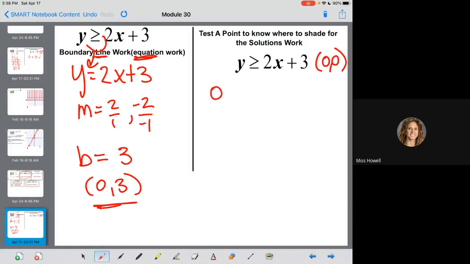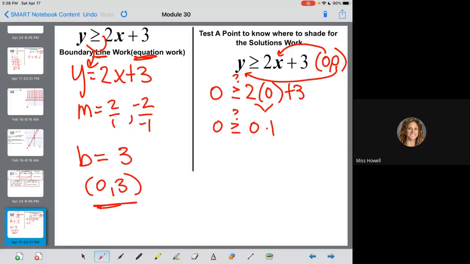All right, 0, is it greater than or equal to 2 times 0 plus 3, right? This x goes in here. This y value went in there. All right, multiply always before we add. So 0, is it greater than or equal to 0 plus 3? Or 0, is it greater than or equal to 3? 0 is smaller in value than 3, so this guy didn't work.